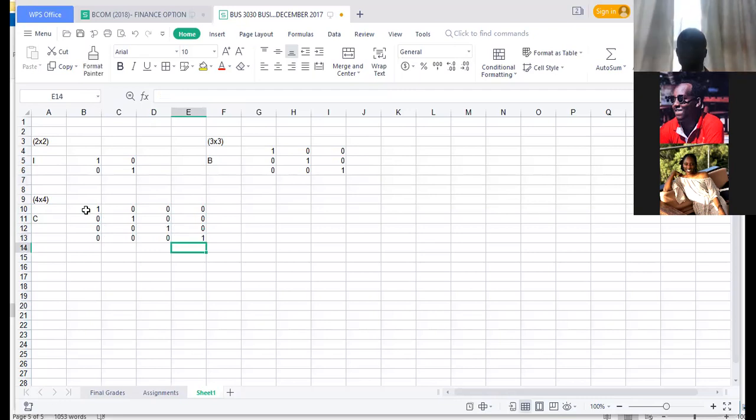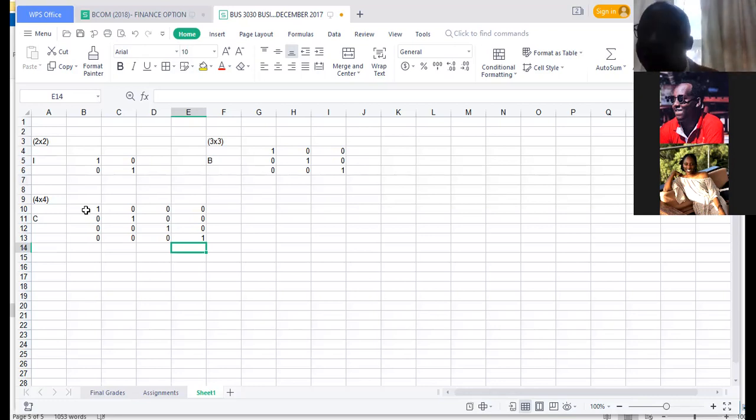You see, the elements on the leading diagonal are 1, the rest are 0. That is what an identity matrix is. And we derive this from a square matrix.